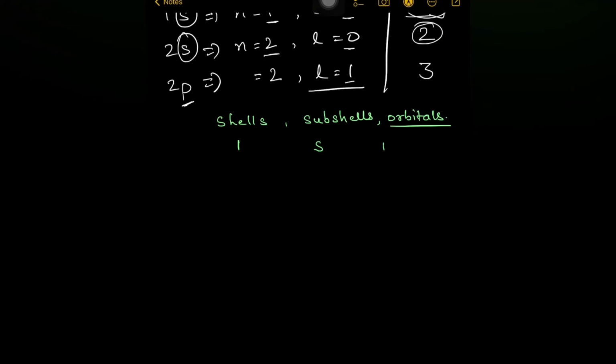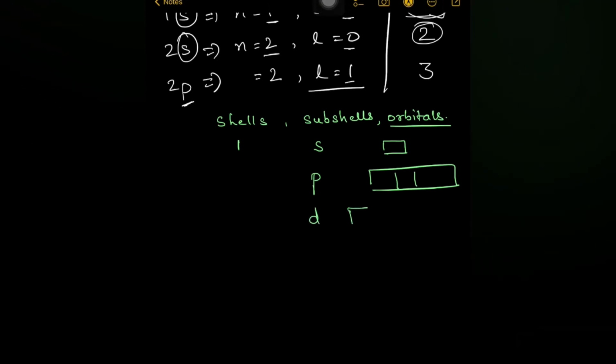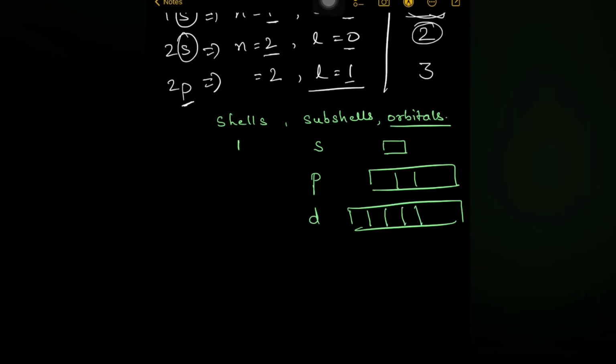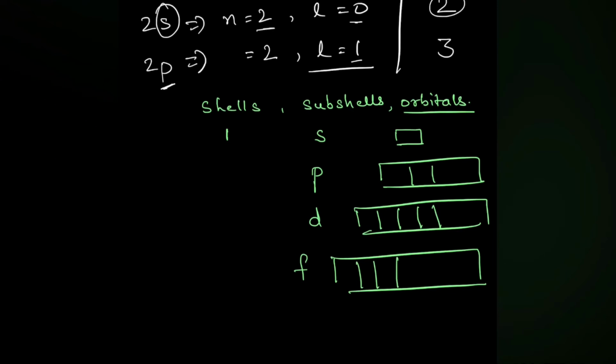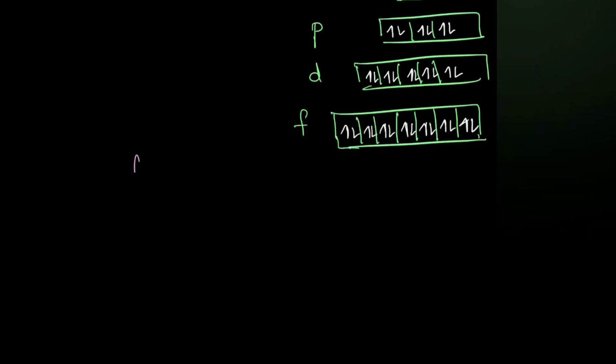Now s subshell has only one orbital, p has three orbitals, d has five orbitals, and f has seven orbitals. Now each orbital can contain only two electrons with opposite direction. So two electrons will be filled in each orbital with opposite direction. So first they are half filled, then they are completely filled with opposite direction. So this is the rule for filling the electrons.